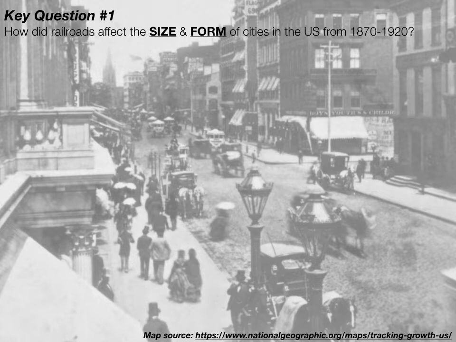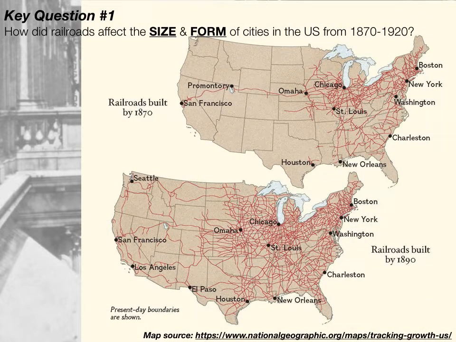and we can see in the background here we have a city in the 1800s. It's New York. We have horse-drawn carriages. And with the increase of railroads, which we can see on this map, the size and form of cities drastically changed. So if we look at the top map, we can see how railroads were extending towards the west, but by the 1890s, they extended really over the entire North American continent.